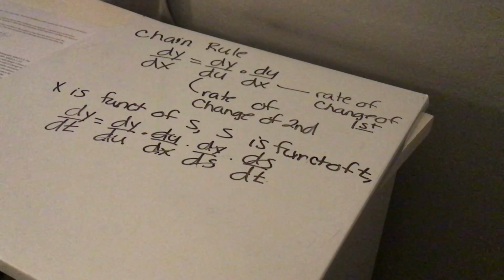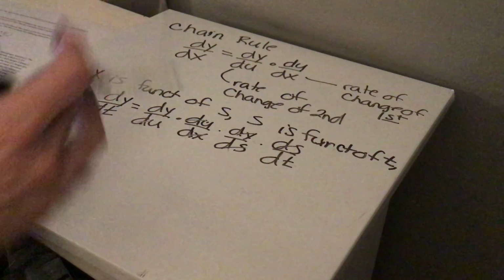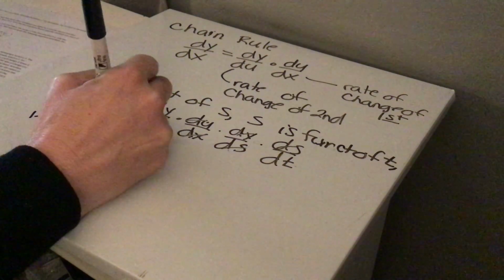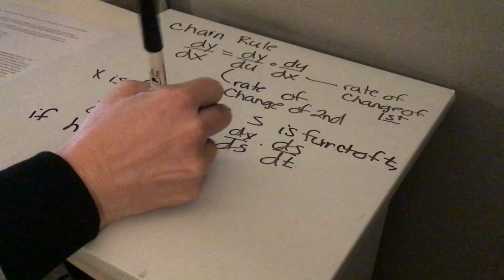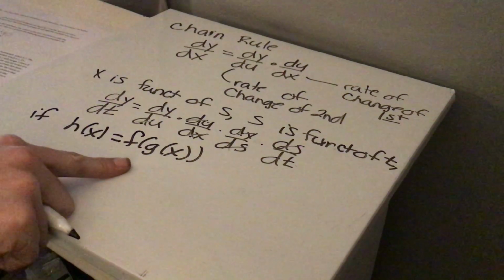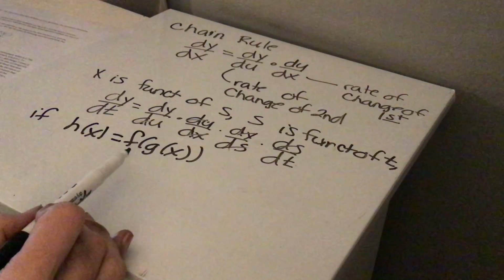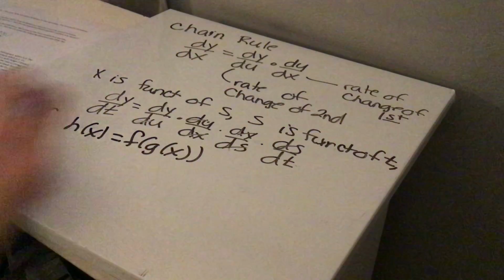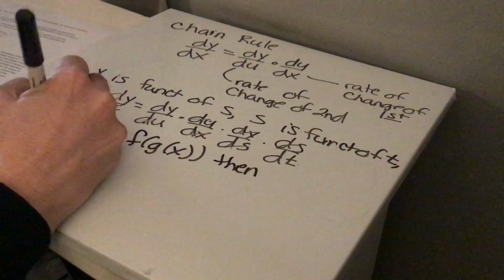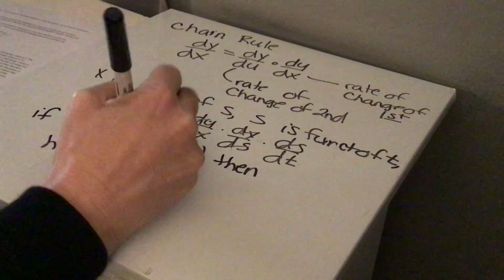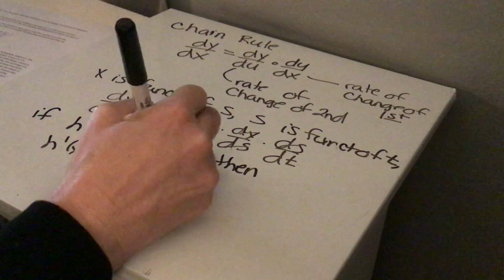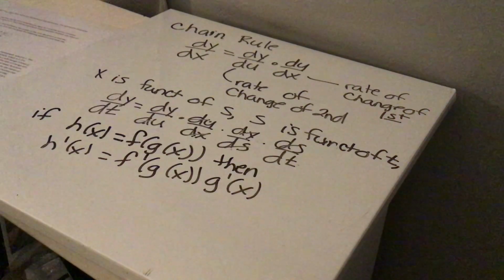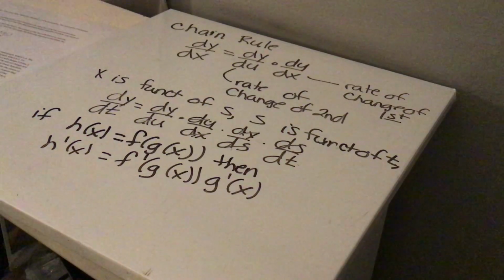You can also state it using a modern variant, using functions. If h of x is f of g of x, this is a composite function. It's saying that f is evaluated at another function, not a number. This you went over in algebra. Then h prime is defined as f prime at g of x times g prime of x.